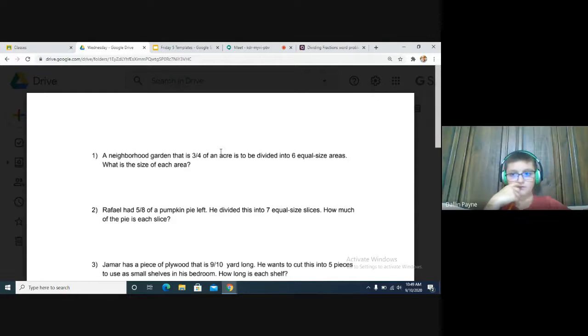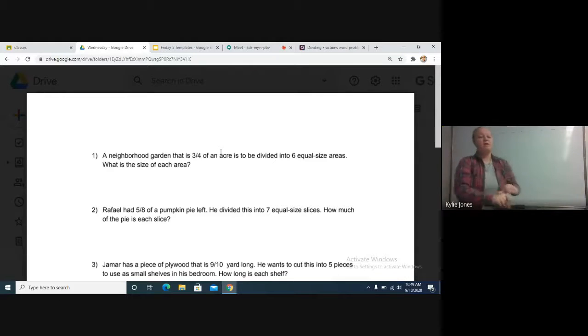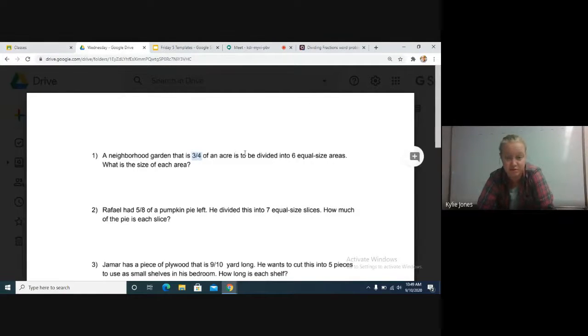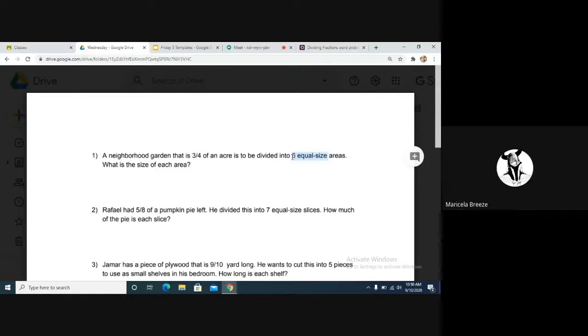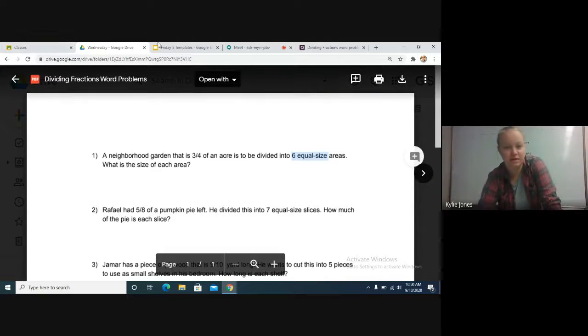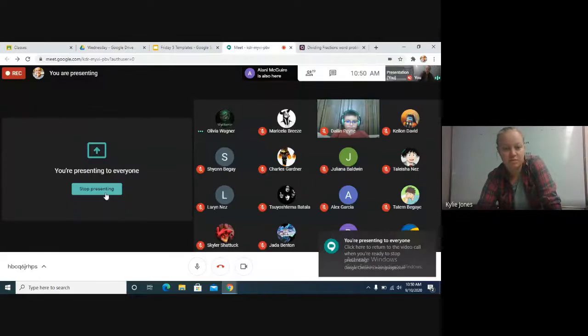3 and 4. Kind of. So 3 fourths, that's the fraction 3/4. So we have the number 3/4 of an acre. And then we're dividing it into how many equal areas? 6 equal areas. Okay, so I'm going to go back to my screen so you guys can watch what I'm writing on the board.